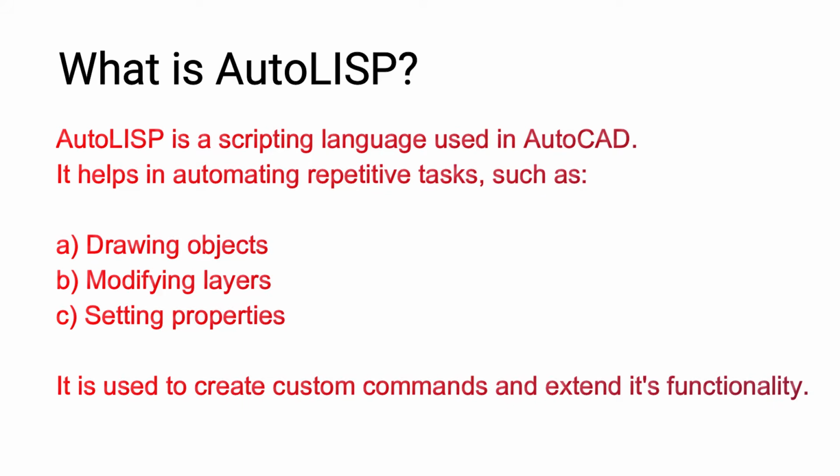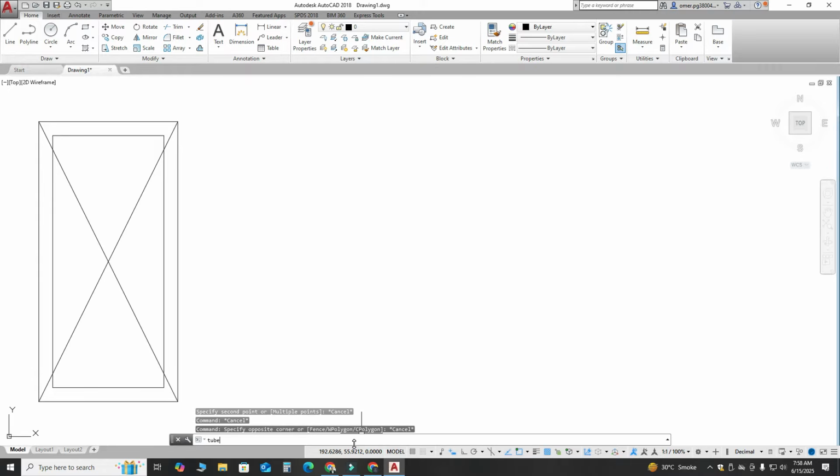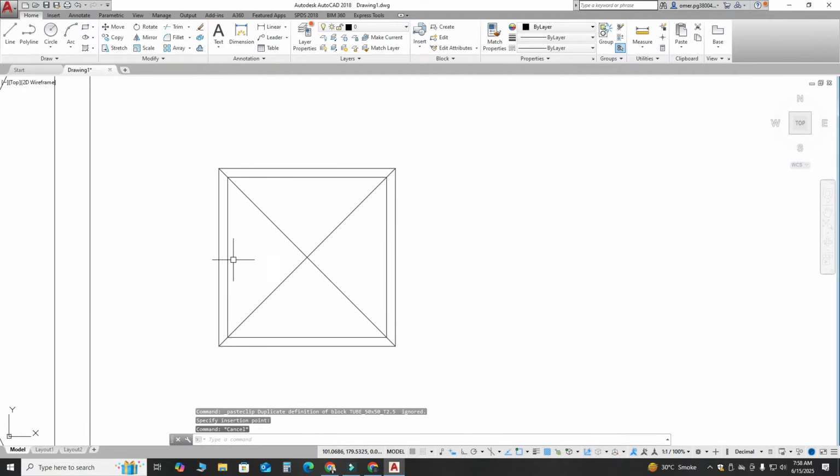AutoCAD LISP is a scripting language used in AutoCAD to automate repetitive tasks like drawing objects, modifying layers, setting properties, etc. In my company, I used to create tube sections. Let's say 50 by 50 tube, 100 by 200 tube, 60 by 70 tube with different thicknesses. So I will make a program using ChatGPT to automate this task, and I don't need to create these tubes again and again. I will make a parametric program and I can use this program while working on my projects.